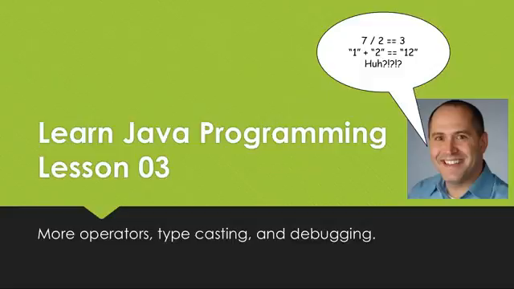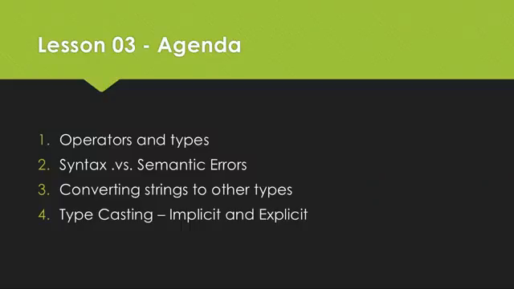both implicitly and explicitly, as well as how you can take string data and convert it into intrinsic types like integers, doubles, and Boolean values. Along the way, we'll also look at concepts like syntax errors and semantic errors. Let's get into it. Through our agenda today, we'll use two distinct examples.